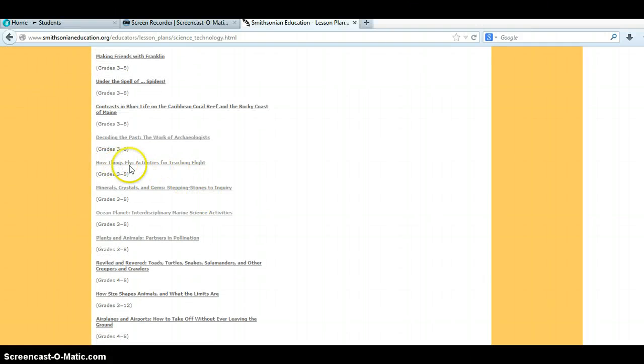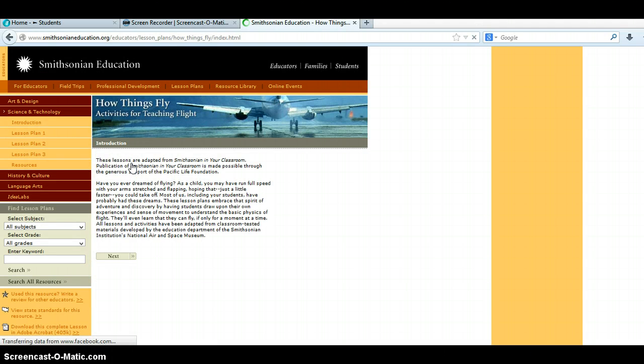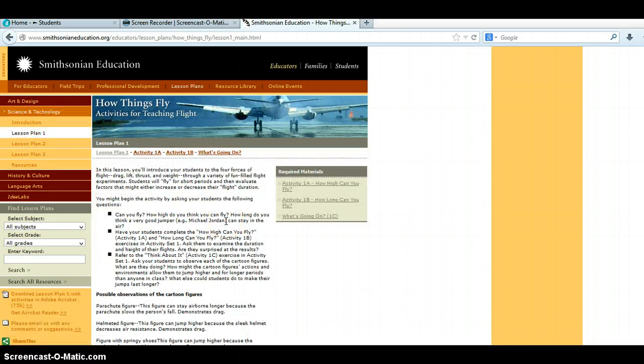And then there was another one. This one is how things fly. And there are different lesson plans for that one as well. And in this first one, it talks about the 4 forces of flight, and it'll ask the students questions: how high can you fly, things like that. And it also has activities to go along with it.